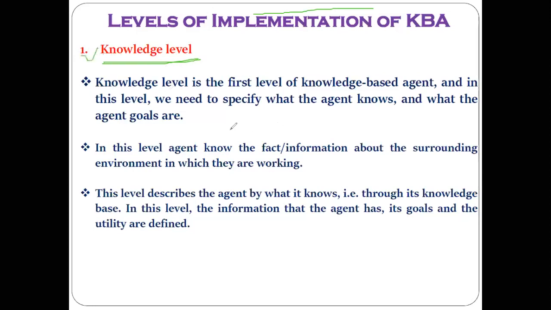So in the first level, what happened? We need to specify the agent: for what purpose that agent is going to be created, and what goals that agent has to achieve. So in the first level, that is the knowledge level, in short, we need to provide the knowledge to the knowledge base agent. You are getting the point? The first level is that we need to give some knowledge to the knowledge base agent.